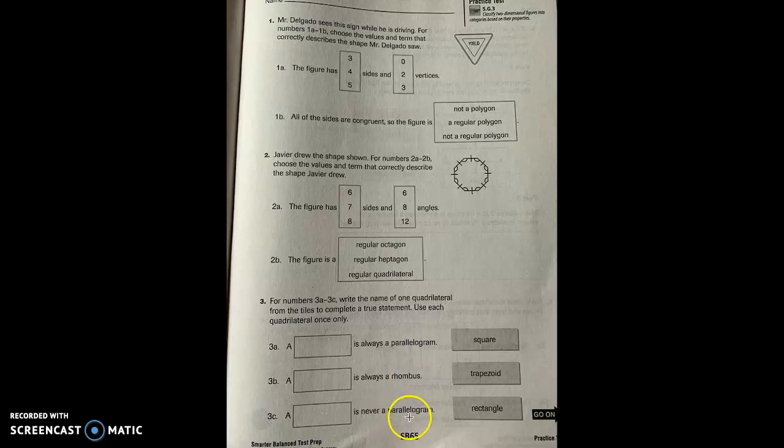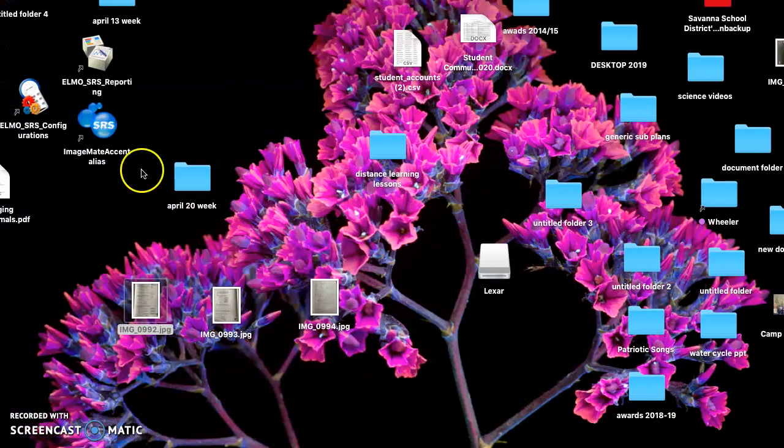And again, in a parallelogram, opposite sides are parallel. That's the keyword, being parallel in parallelogram. So which word goes in which box, and it can only be used once. Pause the video till you're ready to go to number 4.